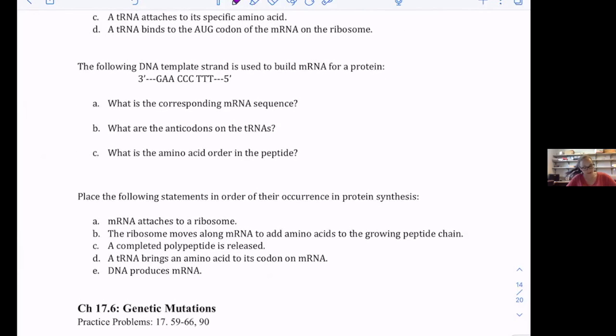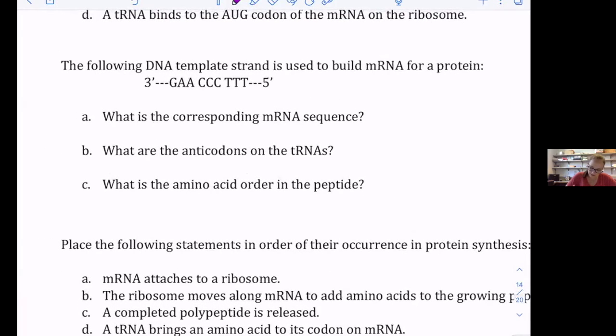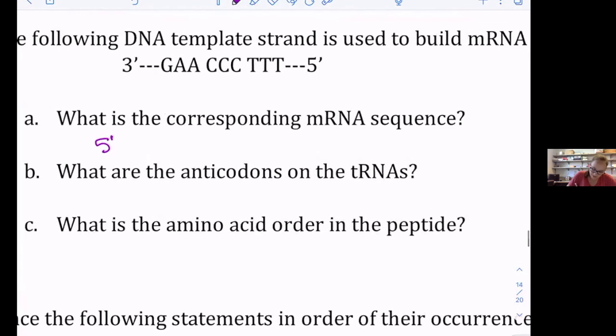Following DNA template strand is used to build mRNA for a protein. So what is the corresponding mRNA sequence? Okay, so we're going to start with our 5'. So the same thing we've been doing where we just draw it underneath. I'm just going to write it a line later. We take the sequence that we're going to flip and do our complementary base pairs. So we have the opposite of G is C, and then U, because remember we have U in RNA, and then G, G, G, A, A, A. And then we have our 3' end.